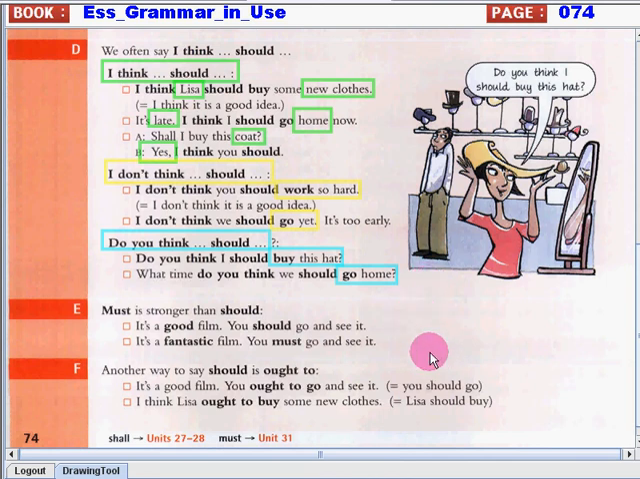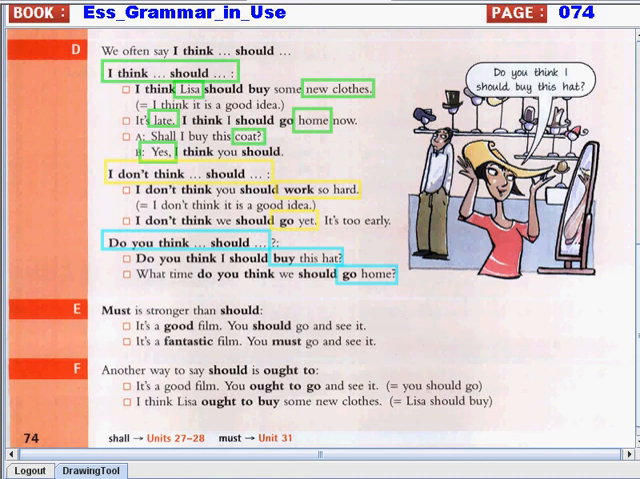Now, let's have another topic here. We already talked about this, the word must. If you can still remember, must is stronger than should. Let's have some examples. It's a good film. You should go and see it. It's a fantastic film. You must go and see it.